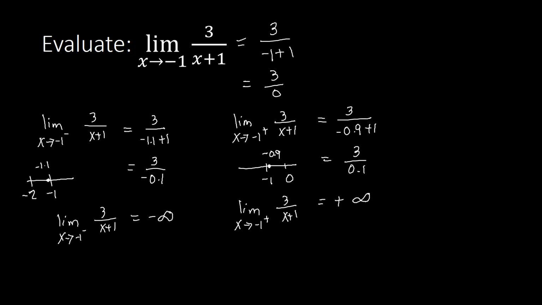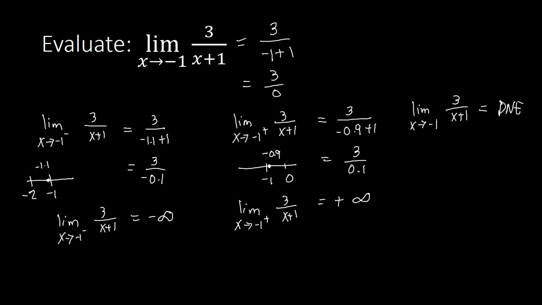Now, if you compare the limit from the left side and the right side, they don't have the same limit. One is negative infinity, while the other is positive infinity. That is why, when evaluating the limit of 3 over x plus 1 as x approaches negative 1, the answer here is DNE, because they don't have the same limit from the left side and the right side.